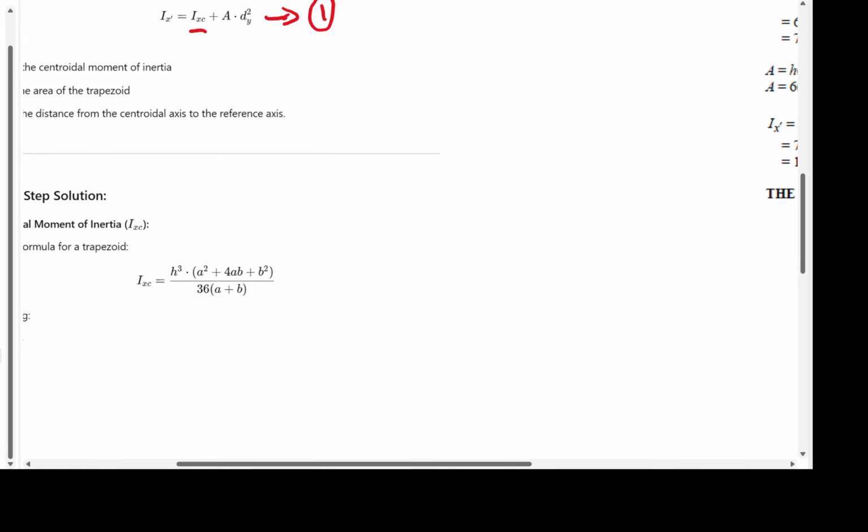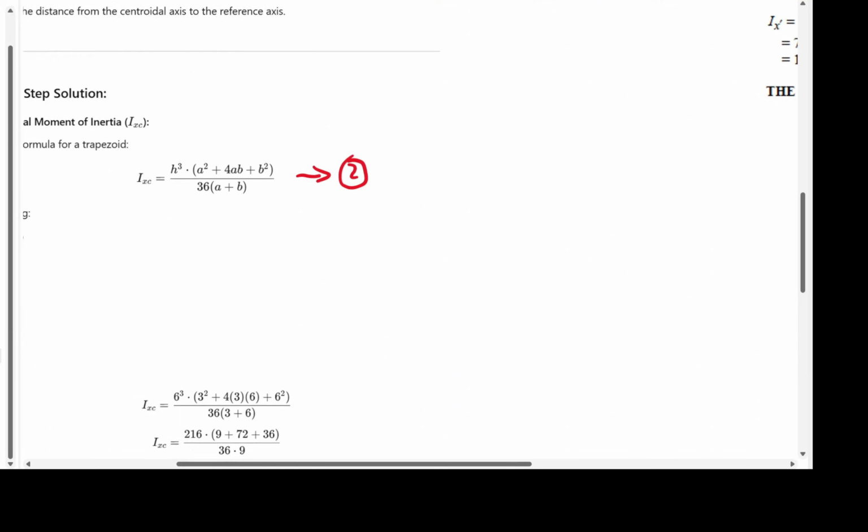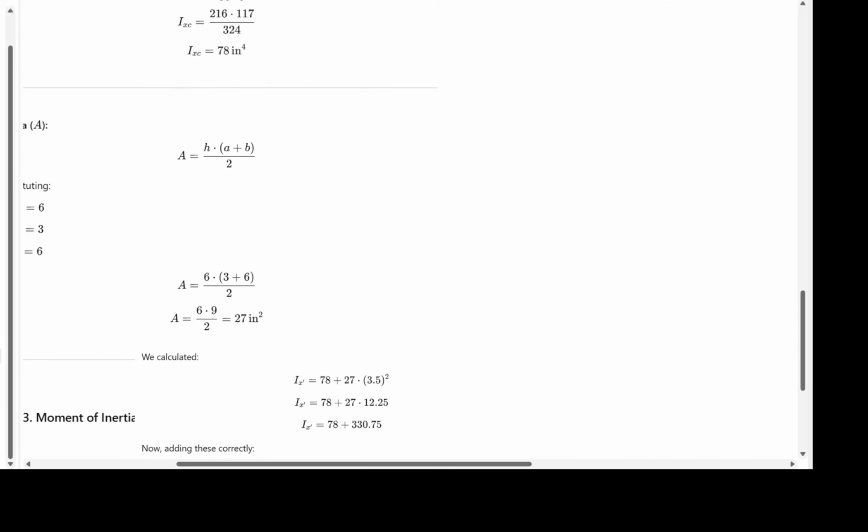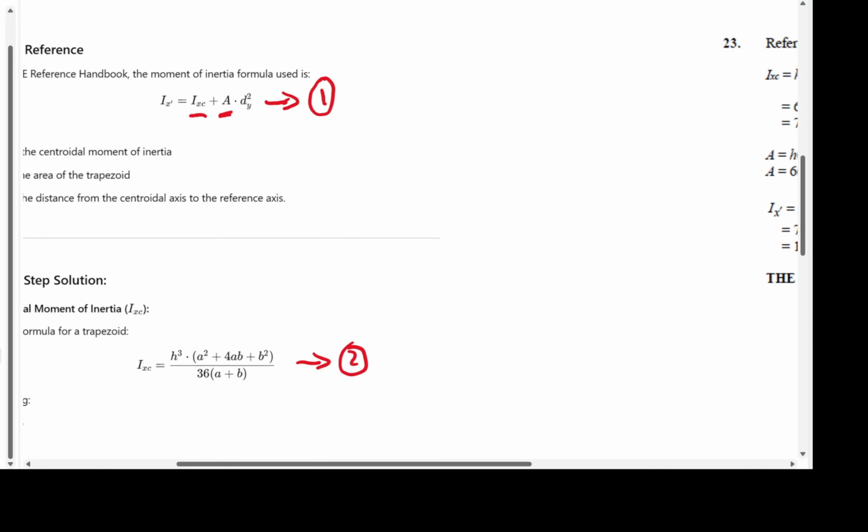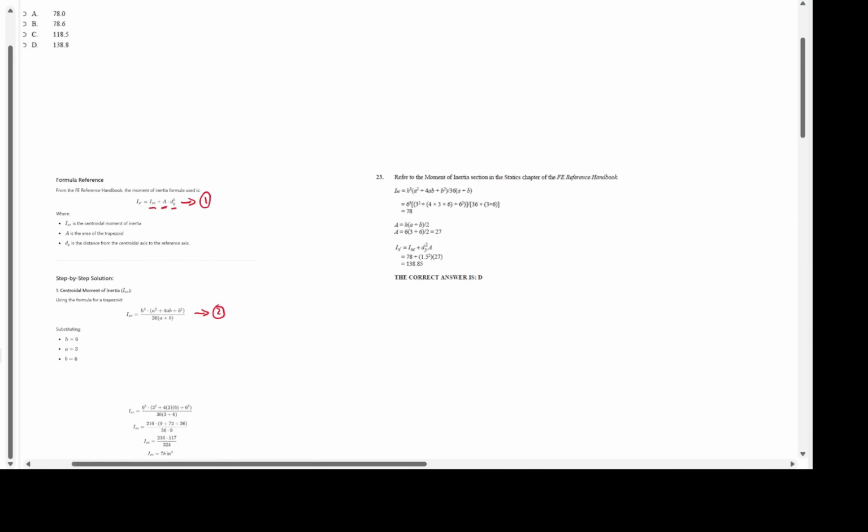And for this we want Ixc, and Ixc is going to be equation number 2 from the parallel axis theorem. Then we want A. So A is going to be this. This is equation number 3 from the parallel axis theorem. And also last but not least, we also have dy.